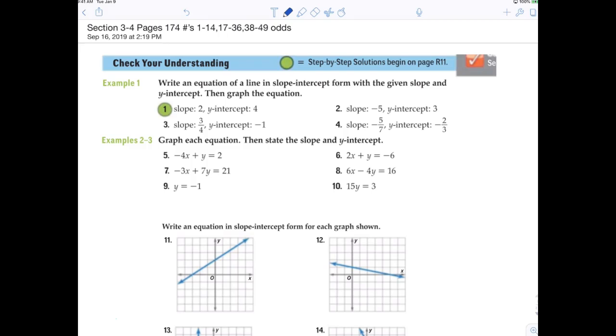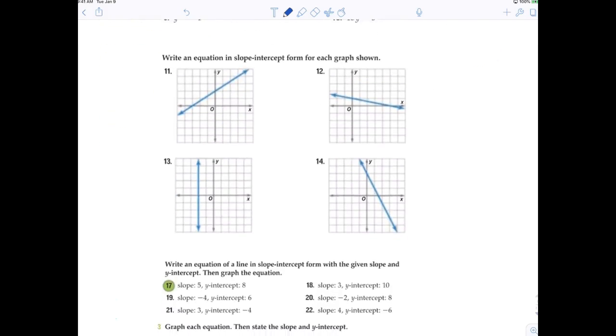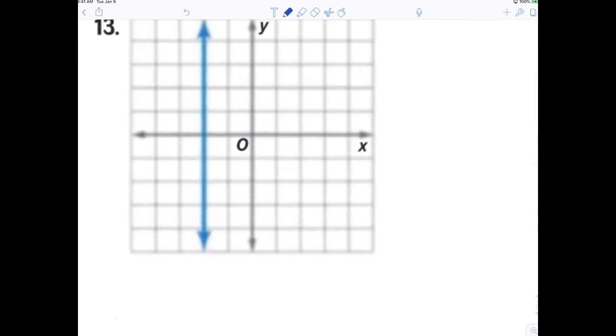Okay. All right? Uh-oh. What about number 13? 13 is a special problem. It's a vertical line. All vertical lines are x equals. What's the coordinate that it goes through? Good, -2. Right? Goes through this point, -2. X equals -2. Verticals are x equals, horizontals are y equals.